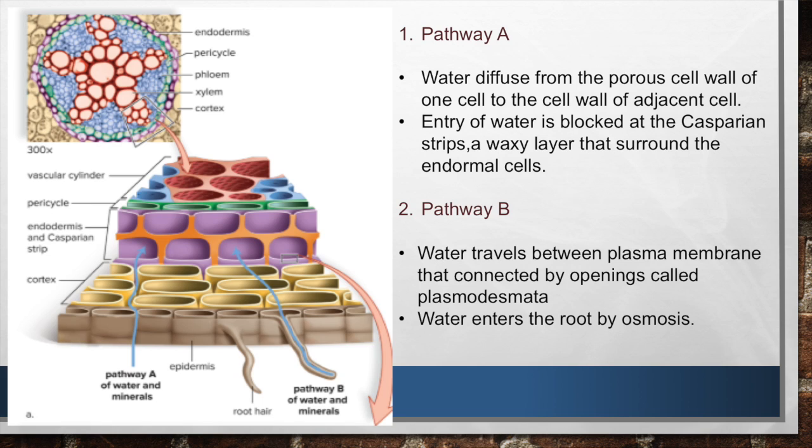While in pathway B, water travels from the plasma membrane of one cell to the plasma membrane of another cell, connected by openings called plasmodesmata. Regardless of the pathway, water enters root cells when osmotic pressure is present, which is when the root tissue has a lower osmotic pressure than the soil solution. That is to say that if there is more water outside the root and less water inside the root, then water will move by osmosis, causing osmotic pressure into the root.